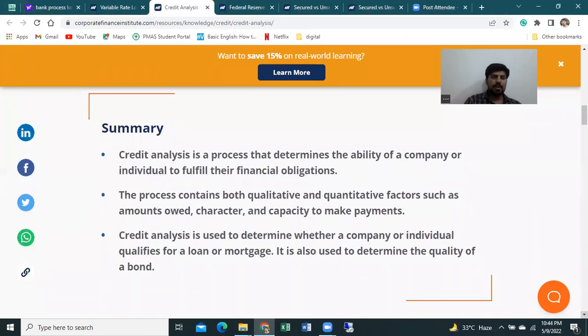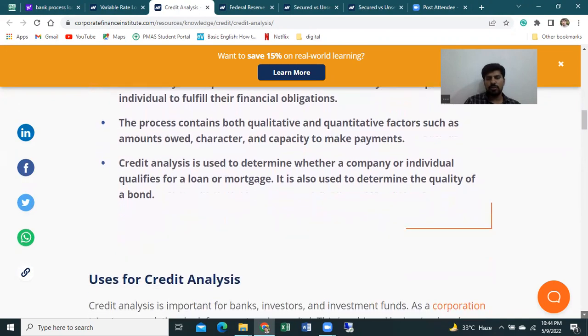In summary, credit analysis is the process that determines the ability of a company or individual to fulfill their financial obligations. The process contains both quantitative and qualitative factors, such as the amount, the characteristics, and the capacity to make the payment. Credit analysis is used to determine whether the company or individual qualifies for loans or mortgages.